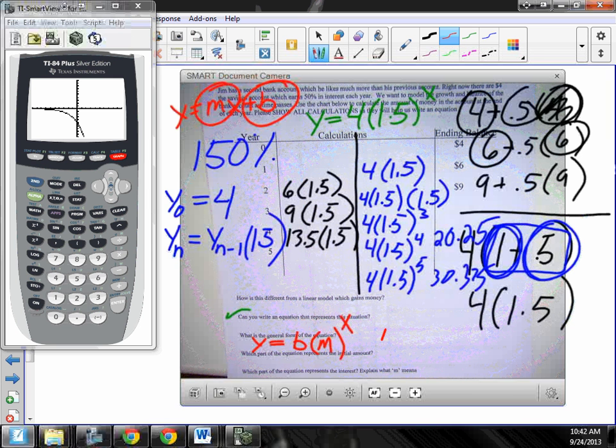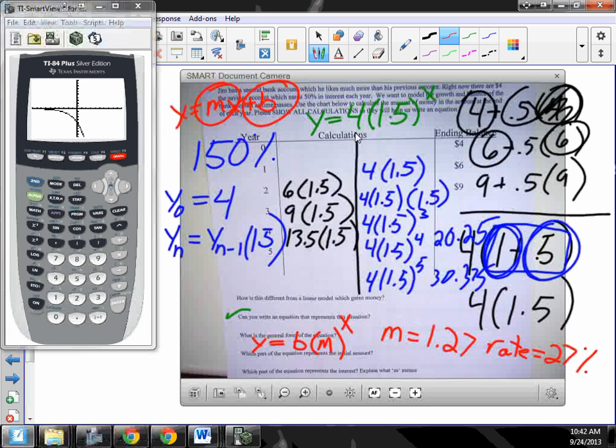So if m equals 1.27, what is my rate? 27%. So you have to take your m value and you knock off that first 100%, because that's not increased, that represents what you had last year. All right, turn the page over.